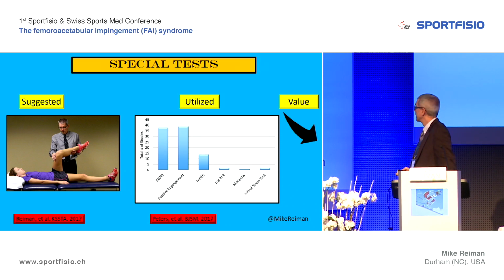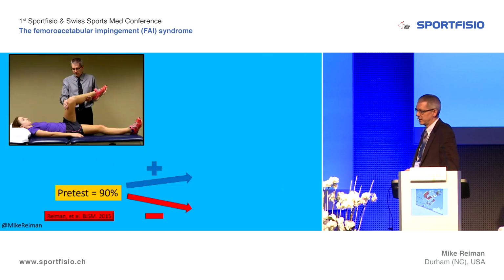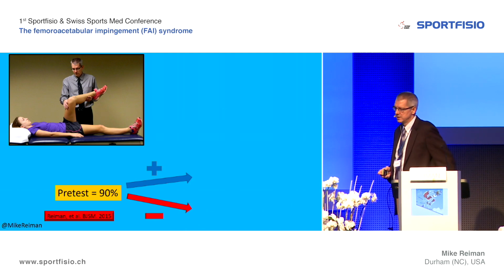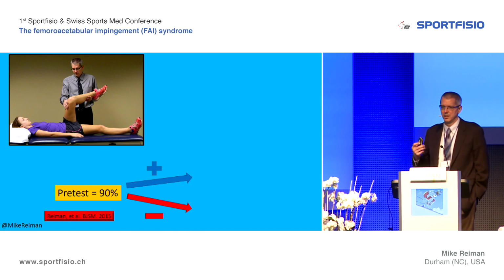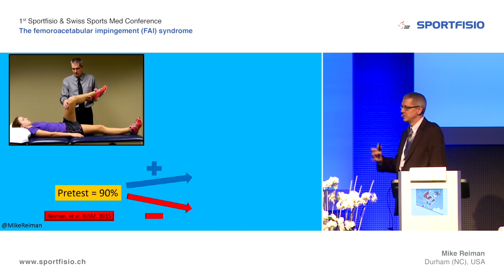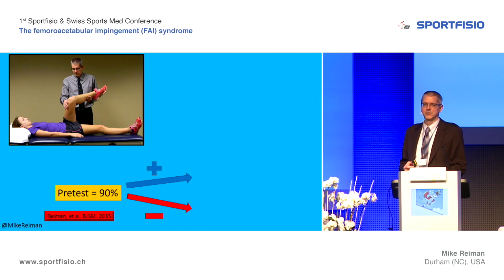What's the diagnostic value? So this is part of what I looked at in my PhD. And essentially, the take home from this is, there's a large proportion of people that have this test positive in surgical studies. And so from our systematic review, we found a pre-test probability of 90%. What that means is before you even do the test, the probability that that person has FAI is 90% out of 100%.